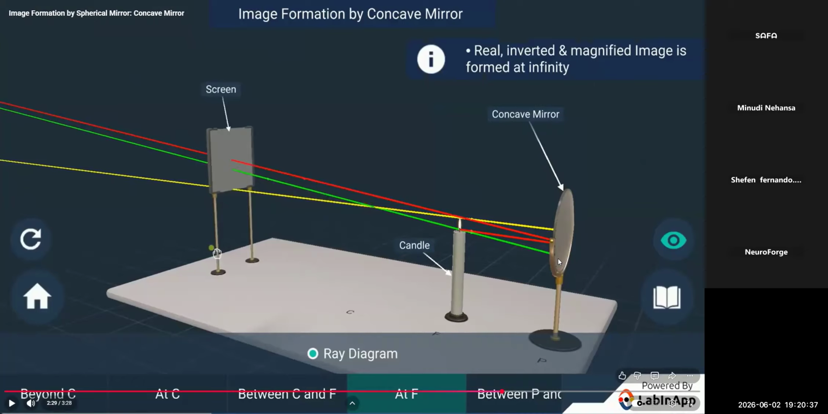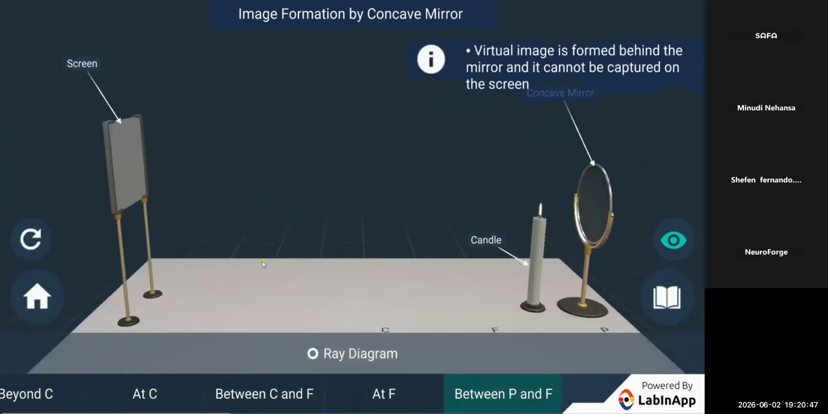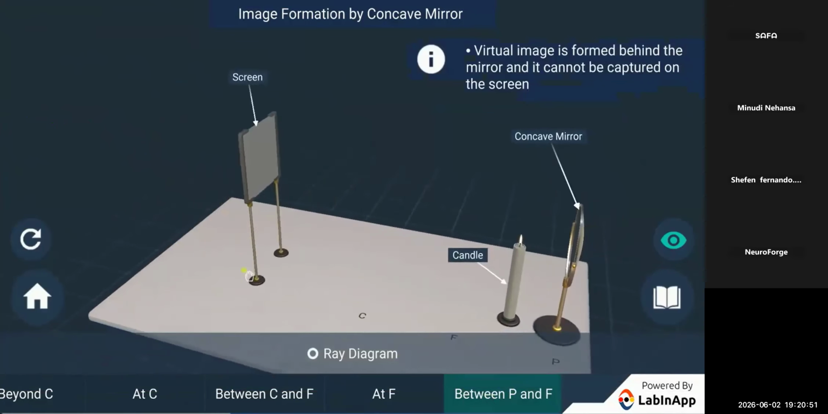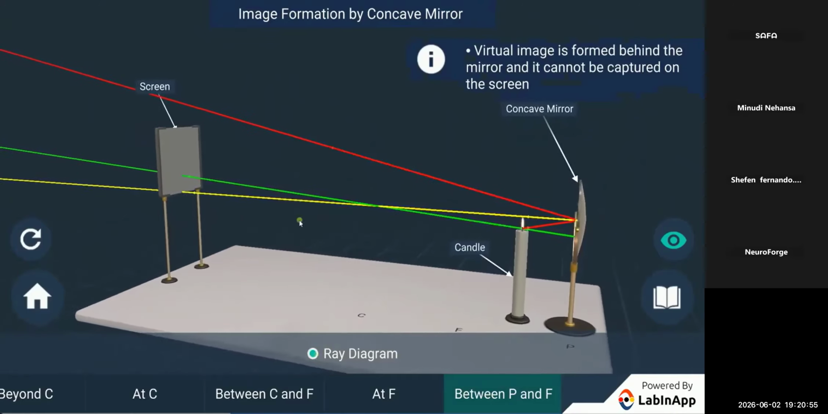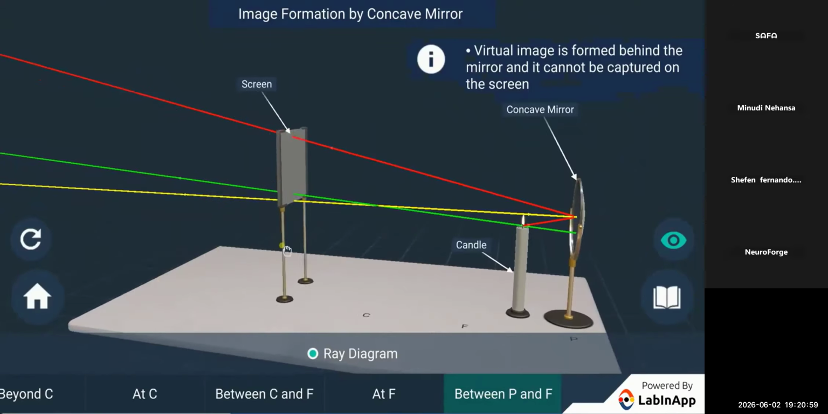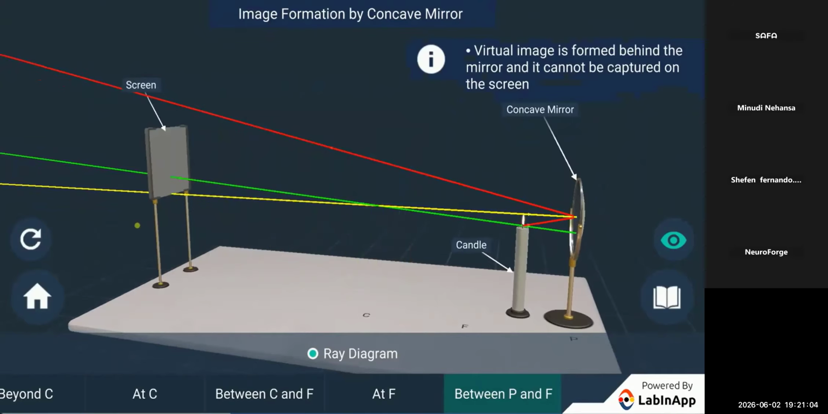When the mirror is concave, what will happen? The image is formed at infinity. Remember that. Between P and F, adjust the position of the screen. Here, we can't capture the image on the screen. From the ray diagram, we can see that the image can't be formed in front of the mirror. Thus, it is a virtual image which is enlarged and erect as seen in the mirror.